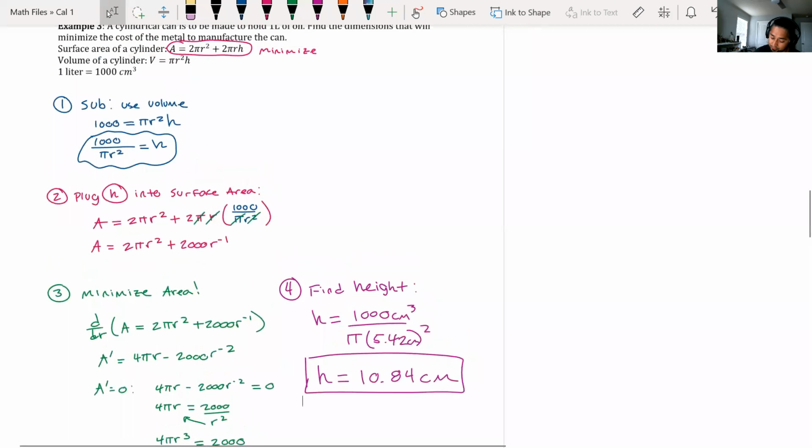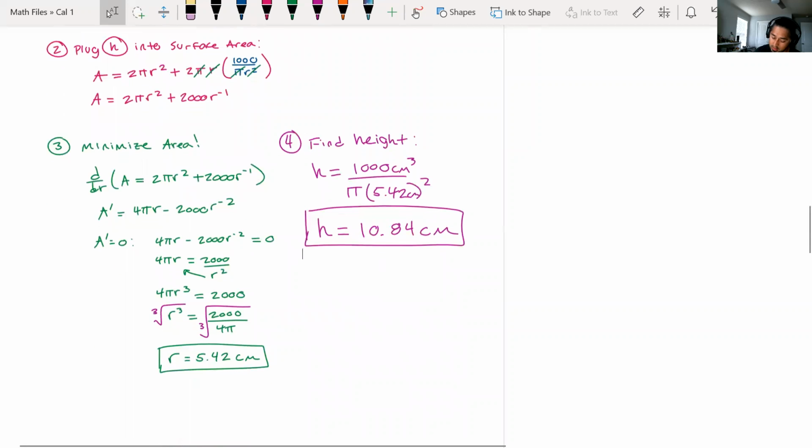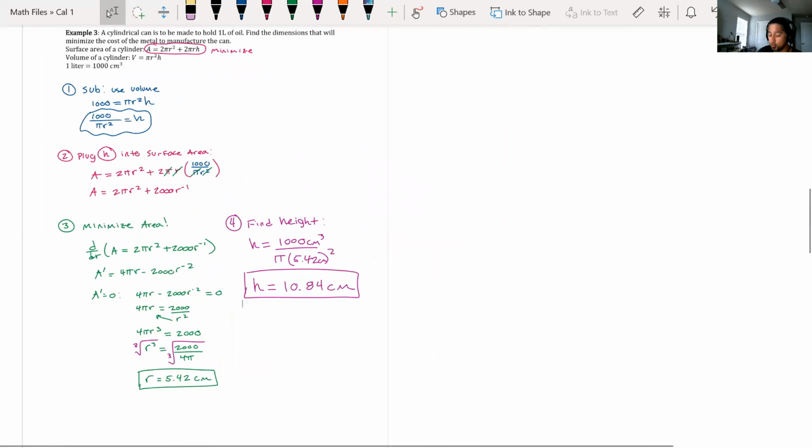And there it is. So the dimensions for the can, in order to minimize the surface area, we know that the radius has to be 5.42 centimeters and the height has to be 10.84 centimeters. That's double the radius, right? That's cool.